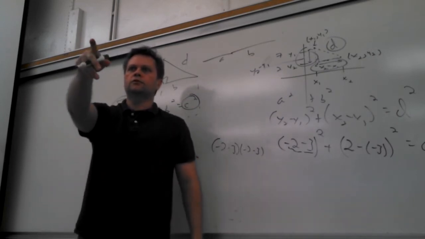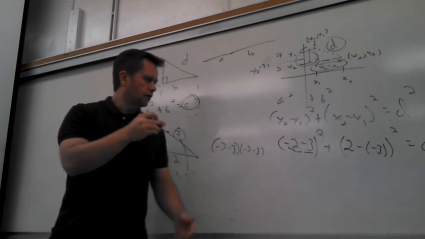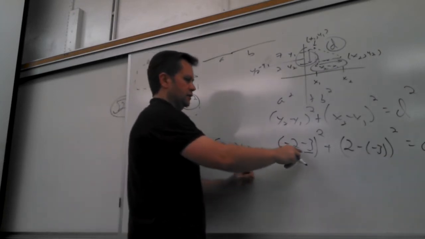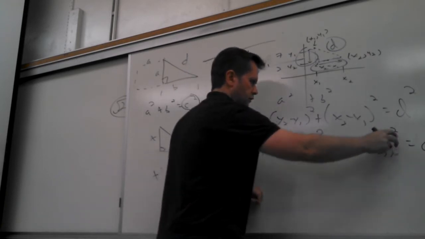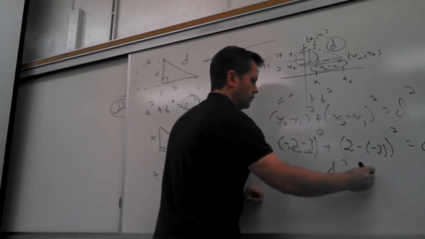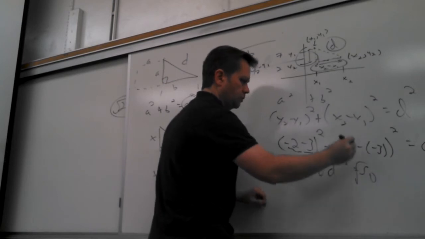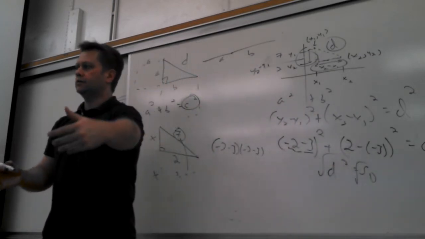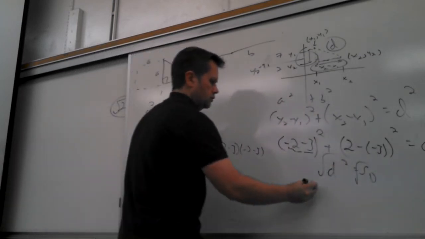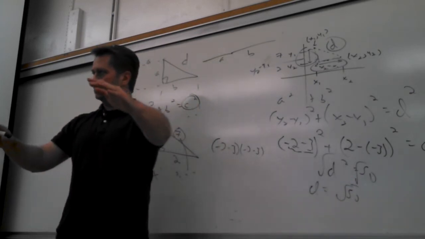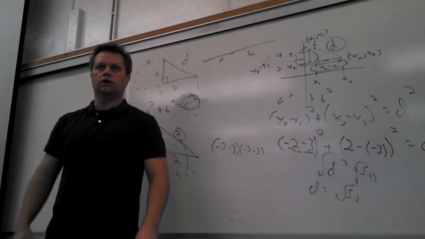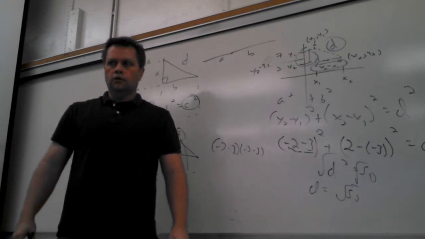So what's the result? 5 squared is 25, the other is 25, so you get d squared equals 50, right? Then you have to take a square root. You don't put plus or minus because you know it's got to be the positive one. d equals the square root of 50. Square root of 50 is 25 times 2. Good. So then you can simplify the answer.